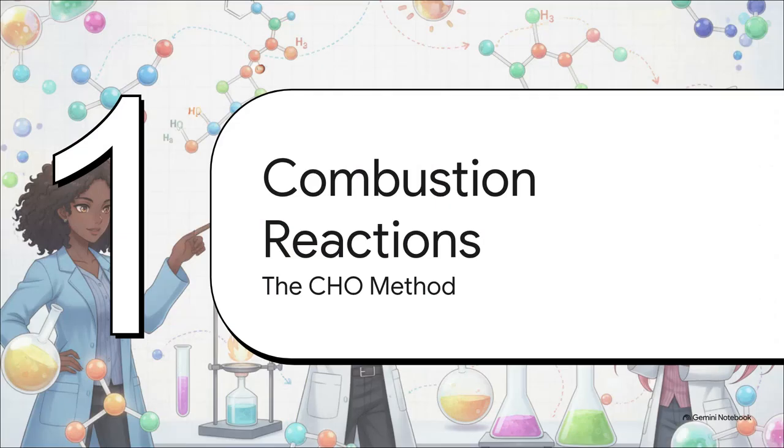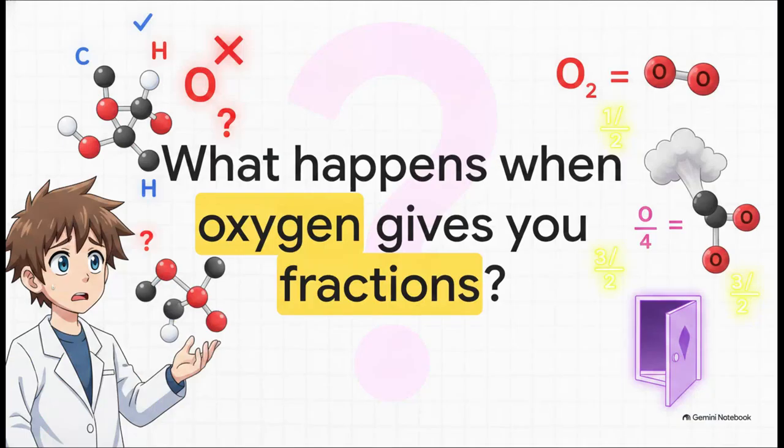Let's hit Section 4. Combustion reactions and the CHO method. So, when we pivot specifically to hydrocarbons reacting with oxygen, we're actually going to abandon minnow off entirely and strictly use CHO. You rigidly balance your carbon first, then your hydrogen, and finally your oxygen.